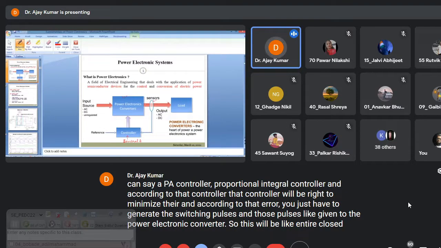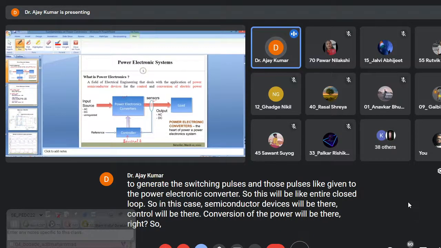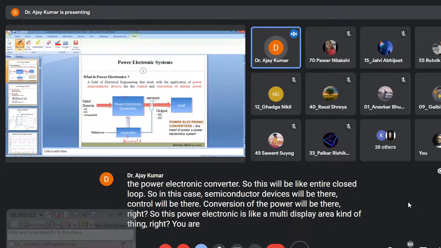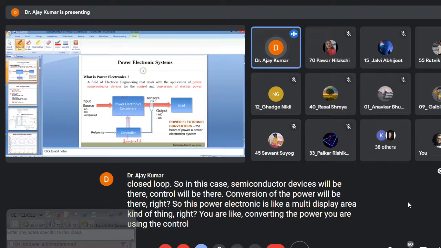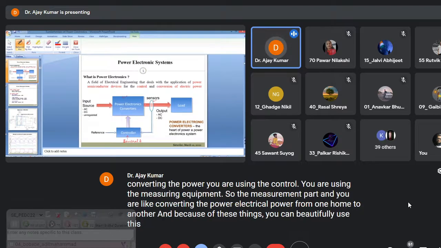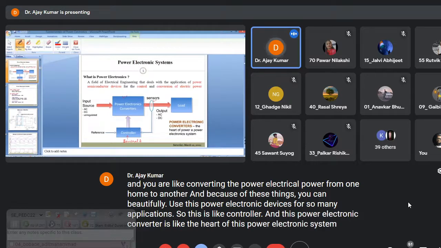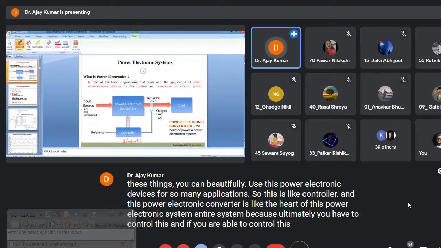So in this case, semiconductor devices will be there, control will be there, conversion of the power will be there, right? So power electronics is a multidisciplinary kind of thing. You are converting the power, you are using the control, you are using the measuring equipment or the measurement part, and you are converting electrical power from one form to another form. Because of these things, you can beautifully use these power electronic devices for so many applications. So this is the controller, and this power electronic converter is the heart of the entire power electronic system, because ultimately you have to control this. And if you are able to control this in a good, intelligent manner, your system will be intelligent.